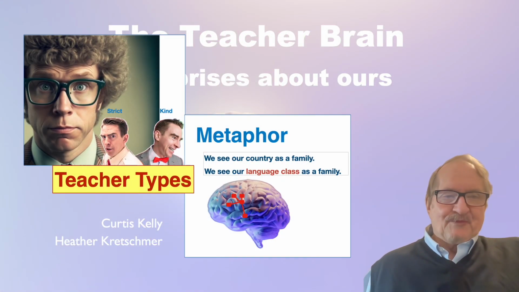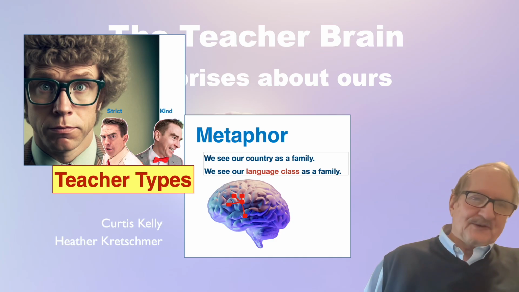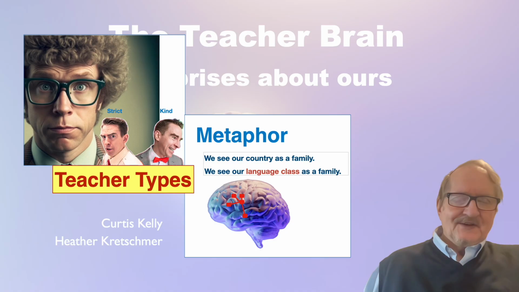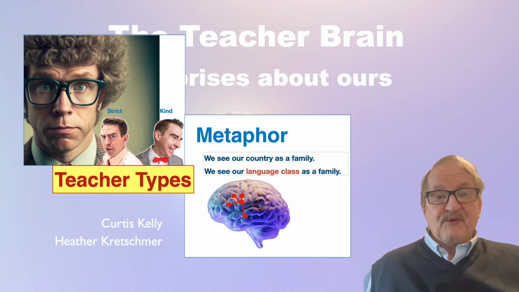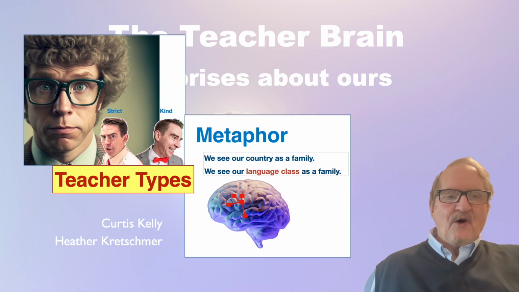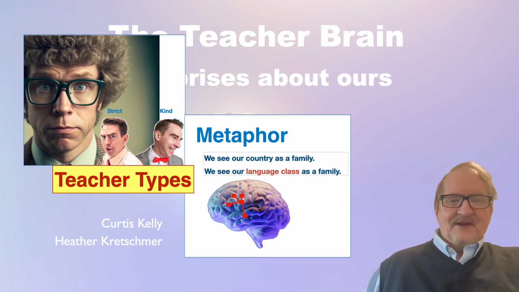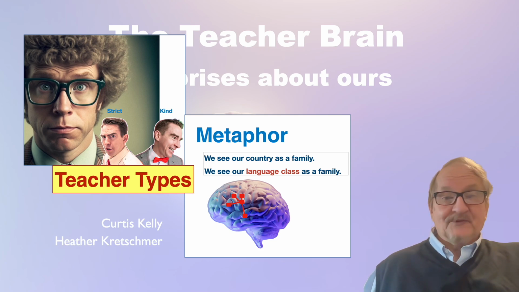Then we come to the teacher brain. And why are there different types of teachers? Some that are really strict, some that are really not strict. Well, that comes from the way our brains work at a very basic level. Our brains are always taking things we learned in our childhood and applying them to other things we learn as we grow up.